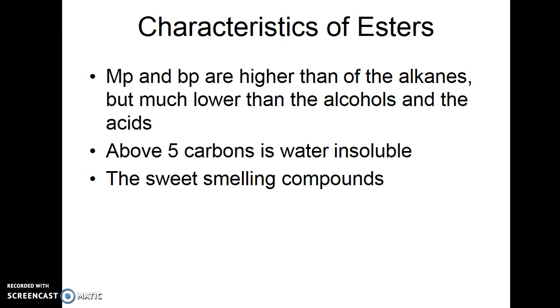One thing about the esters is they are sweet smelling. So when you smell something like flowers, perfume, banana flavoring, those things are often esters.